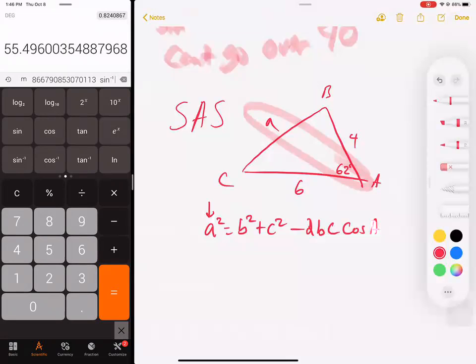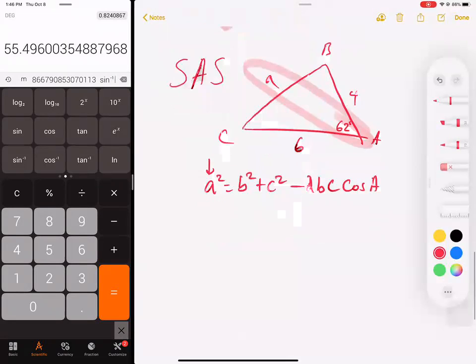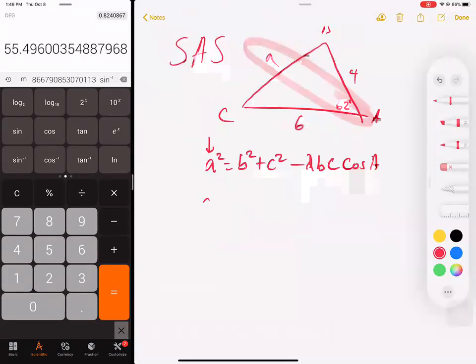Okay, let me say this again. If I'm looking for A, we say it equals B and C, the other sides that we better know, minus 2 of the sides we just wrote, B and C, cosine of A. So for this triangle, A squared is equal to 6 squared plus 4 squared minus 2 times 6 times 4 cosine of 62 degrees.